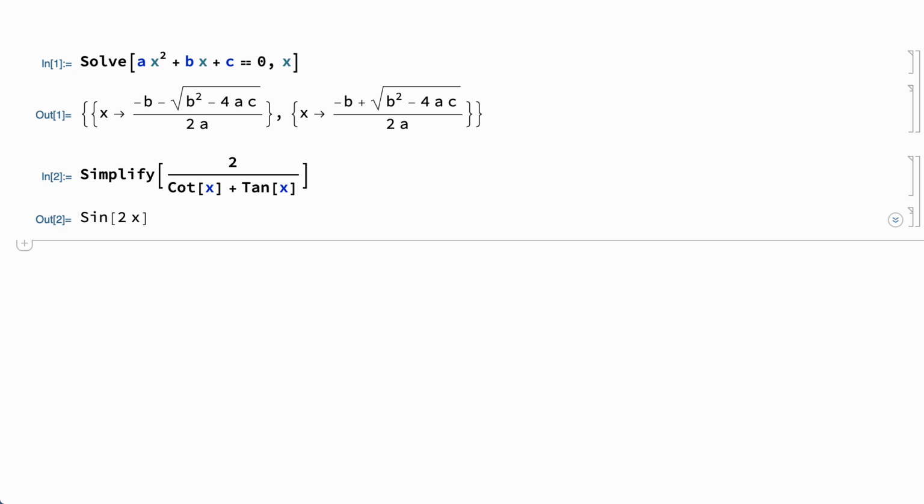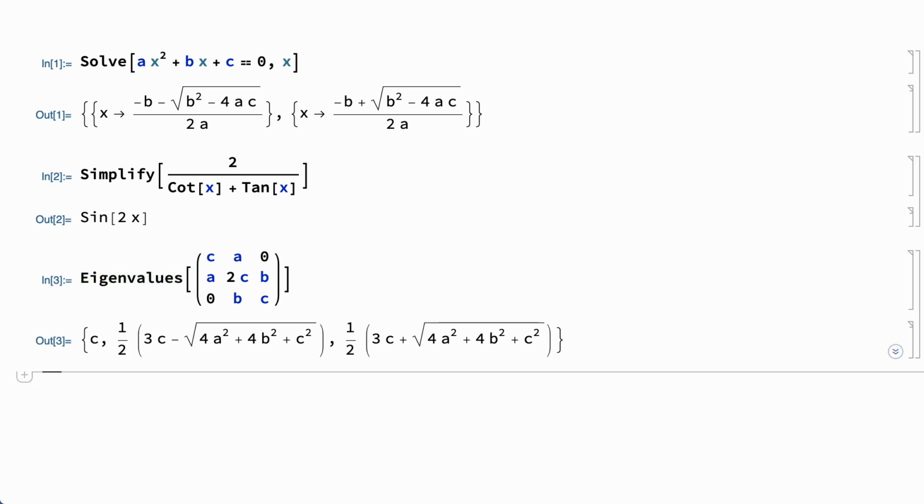Also, most linear algebra functions can handle matrices with symbolic matrix elements. For example, this uses the Eigenvalues function to compute the eigenvalues of a symbolic matrix. There are also functions for doing symbolic calculus.